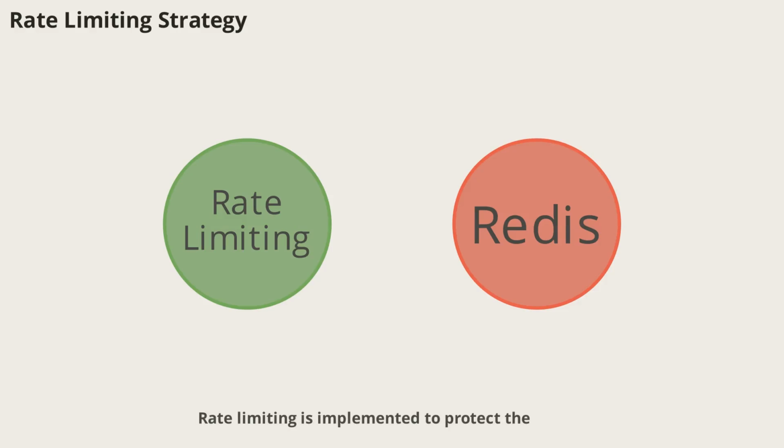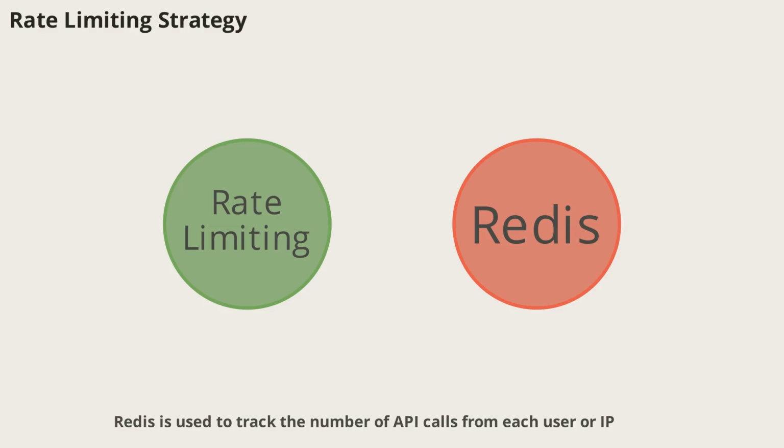Rate limiting is implemented to protect the system from abuse and ensure fair usage. Redis is used to track the number of API calls from each user or IP.